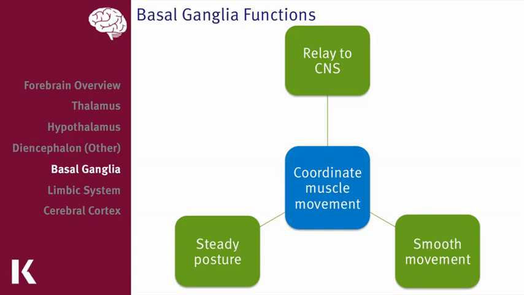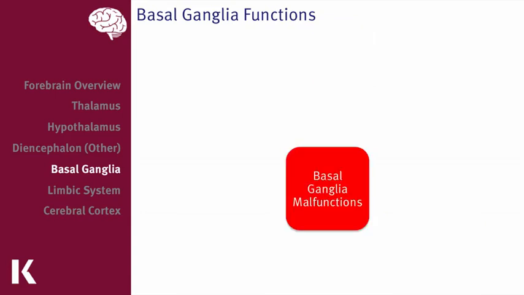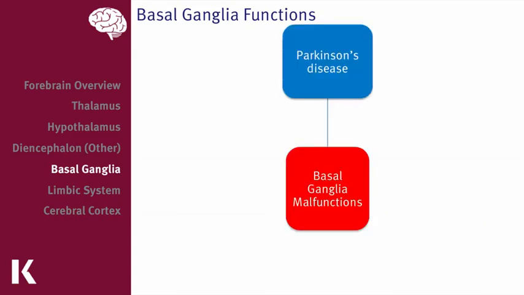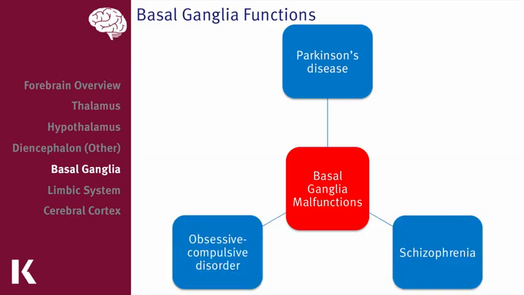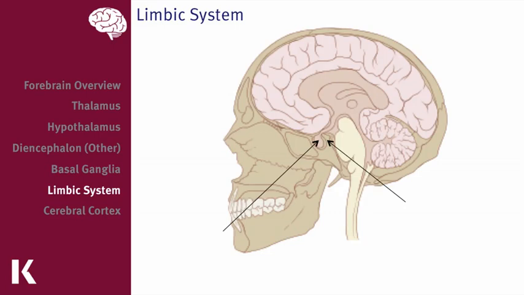as maintain proper posture. However, malfunctions in the basal ganglia have been shown to be an underlying cause of Parkinson's disease, and many of us have probably seen a Parkinson's patient before and know that they are characterized by having uncontrollable jerky movements as well as resting tremors. Malfunctions in the basal ganglia may also play a role in schizophrenia and obsessive compulsive disorder. Moving on to the limbic system.